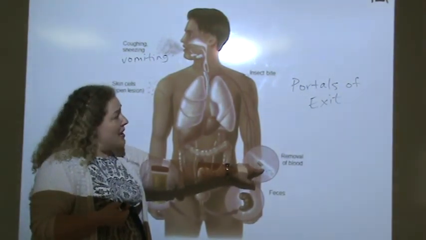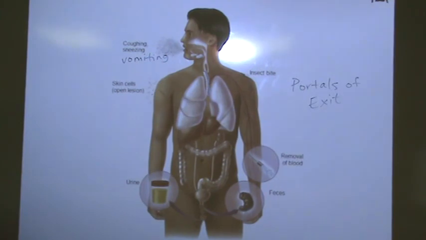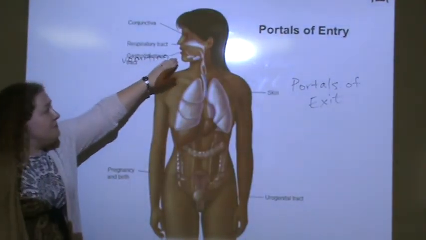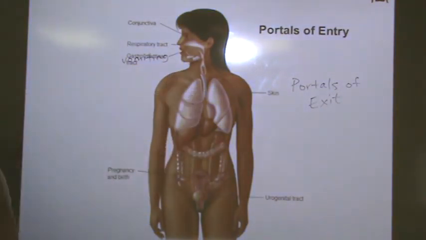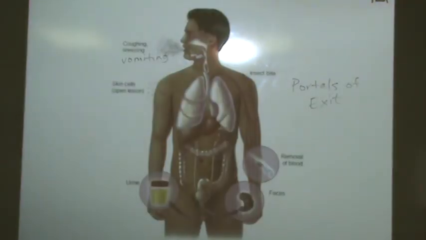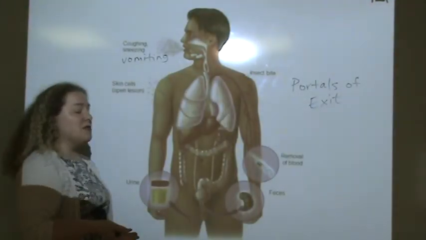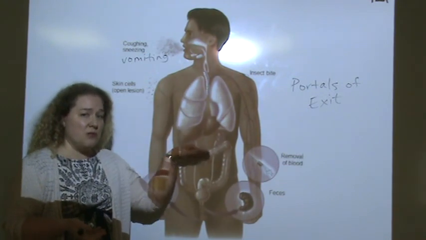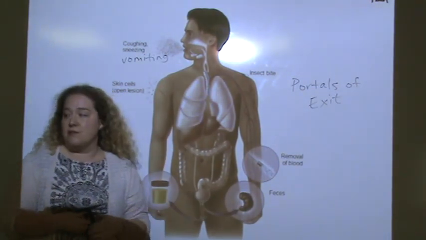So each individual pathogen has a particular way that it gets in, it has a particular way that it gets out and gets into its next host. Sometimes those will be the same, sometimes it will enter one way and leave another. That's different for different diseases.